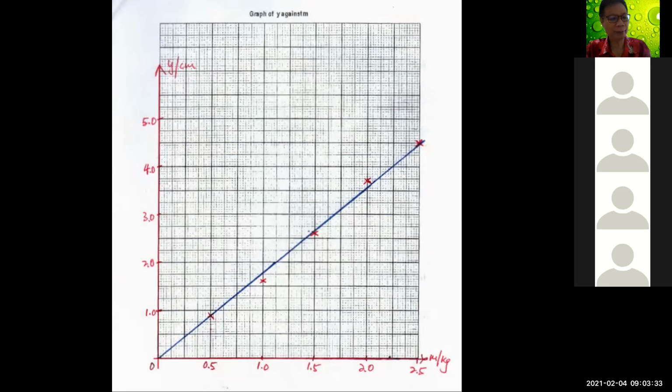And third one is Lim Si Yi. Okay, Lim Si Yi, well done. Your graph is okay, perfect. The next one is Ong Jian Hao. Okay, well done, Ong Jian Hao, correct.